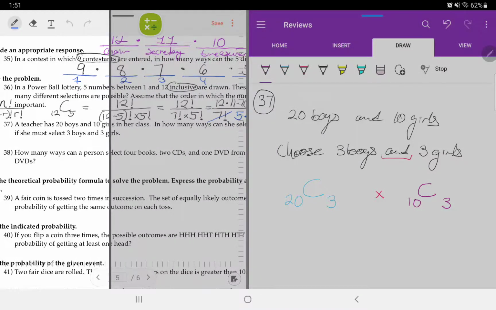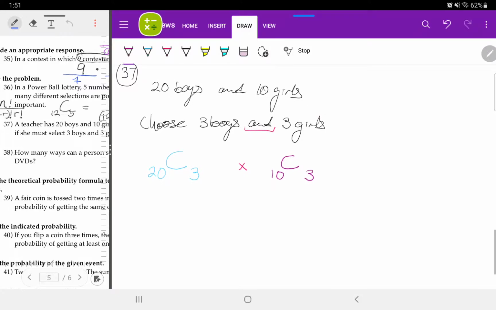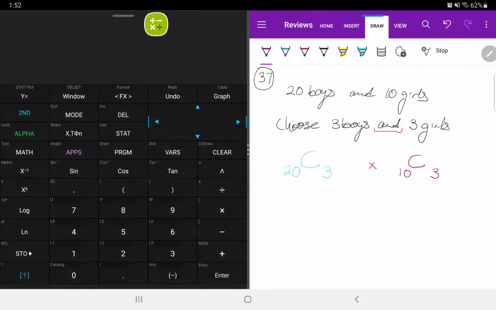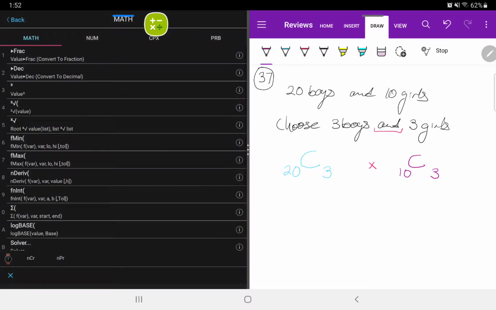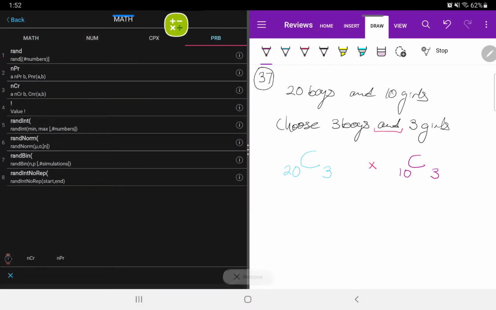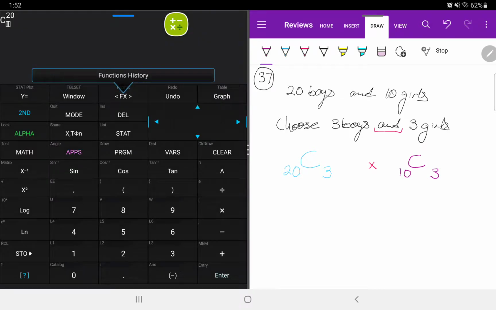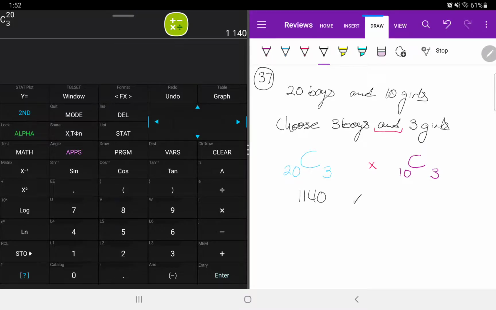What we're going to do is calculate the combinations using the TI-84 calculator. So that's going to be 20. Go to math, over to PRB, choose combination. That is going to be 3. That is going to be 1,140. And you're going to multiply that with the combination of 10 and 3. I think that might be 120.